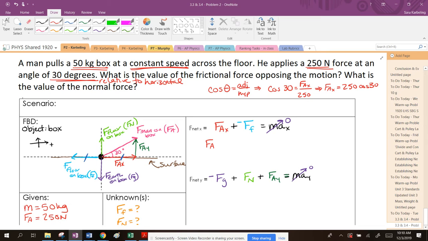If this comes naturally to you, you do not have to write out all of this stuff. Probably eventually by the end of this unit it will. If it doesn't and you need to write it out every time, 100% okay with me too. I don't really care as long as you can do it. So I'm going to write here, this is FA times the cosine of theta plus negative FF is equal to 0. Or if we plug things in, we can say that 250 times the cosine of 30 is going to be equal to FF.